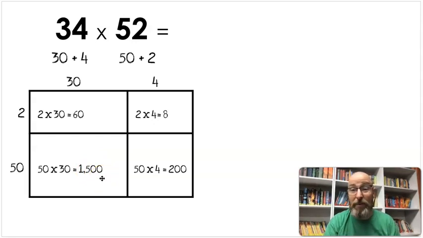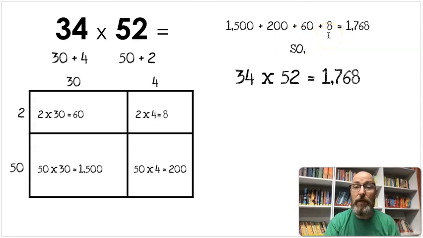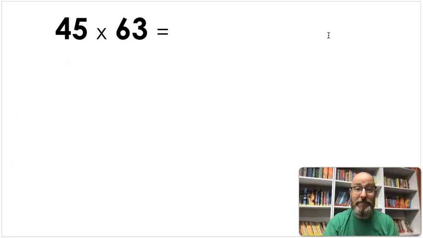Now, just like with the last one, we're going to add those 4 products up. So I'm going to add 1,500 plus 200 plus 60 plus 8. I get 1,768, which means 34 times 52 is 1,768. Now let's do another one with 2 digits.